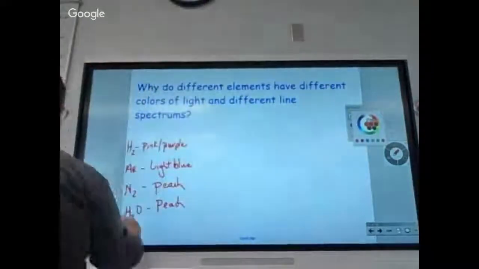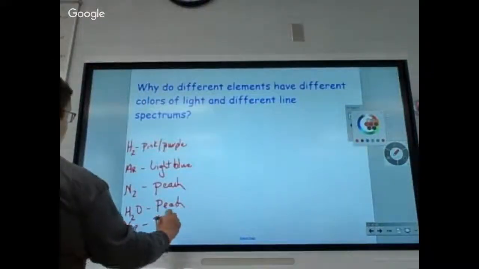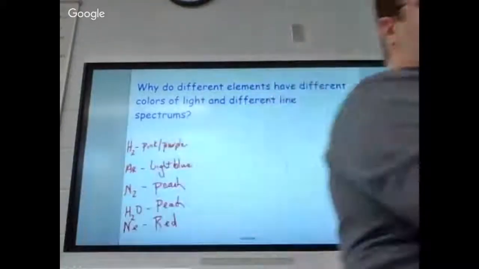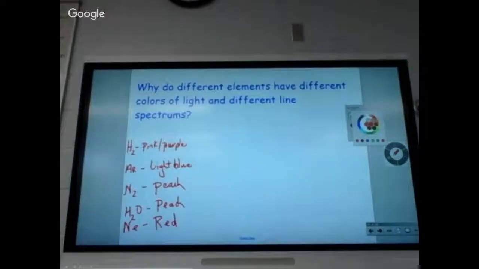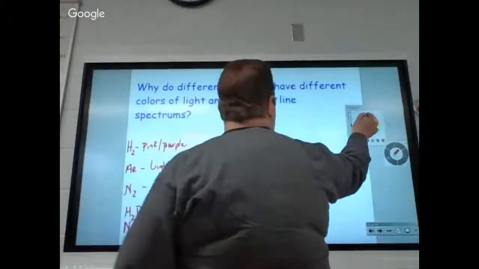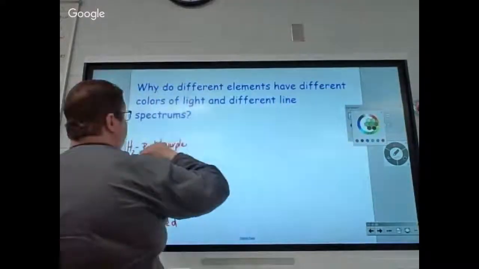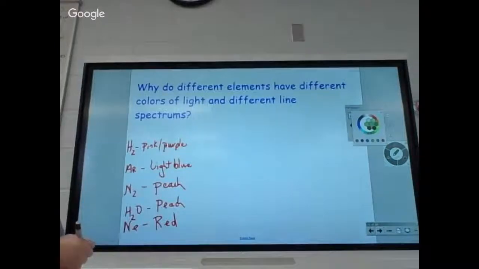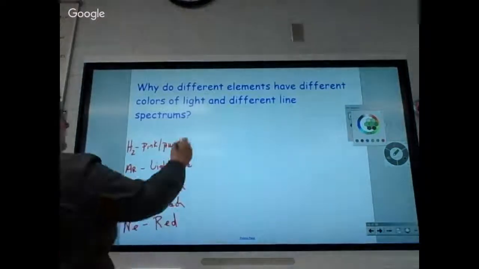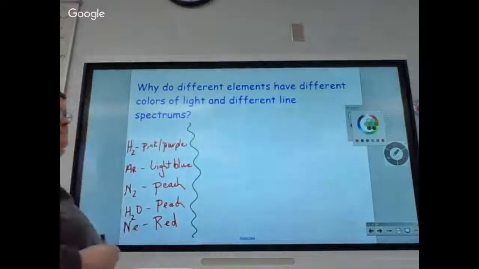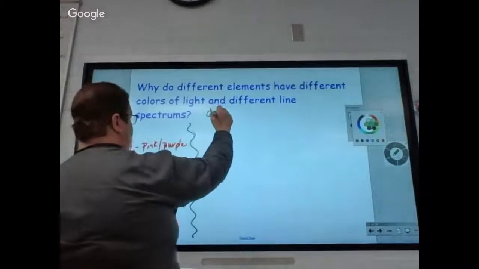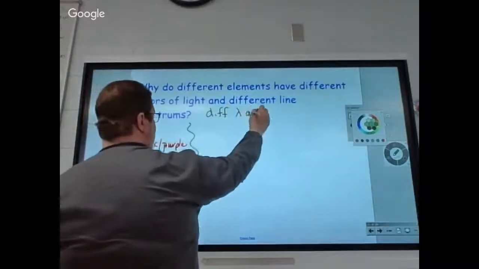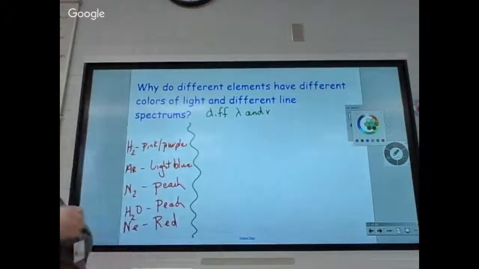Neon is bright red. So the true red signs you see are true neon. All right, so tell me this. Why do they have different colors? Different wavelengths. Why do they have different wavelengths? So why do different elements have different colors of light and different line spectrums? You gave me different wavelengths and frequencies. So why do they have different wavelengths and different frequencies?